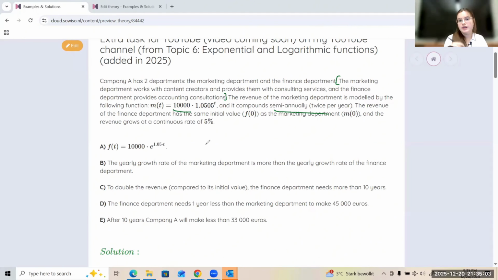And then you have the next function where you actually have to build it from scratch. So here I'm teaching you the skill of reading the text and transforming the text into an equation. So the revenue of the finance department has the same initial value, so f of 0, so it's just 10,000.